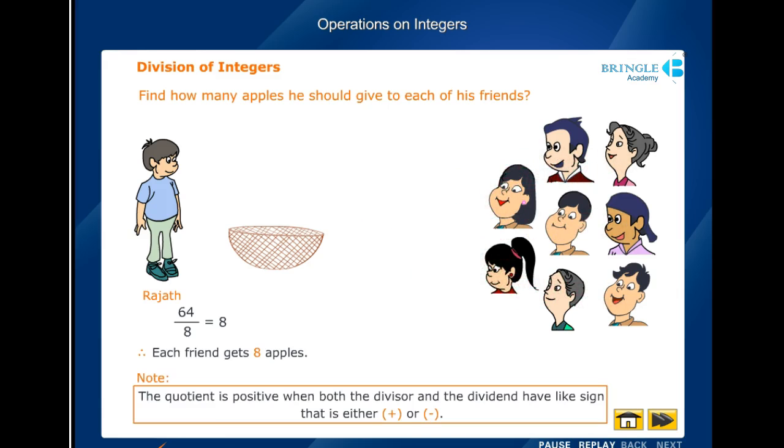Note: the quotient is positive when both the divisor and the dividend have the like sign, that is either positive or negative.